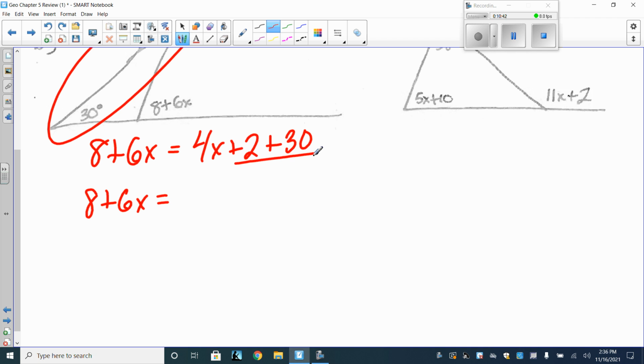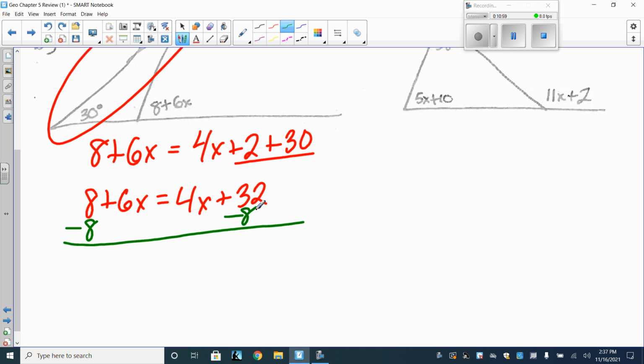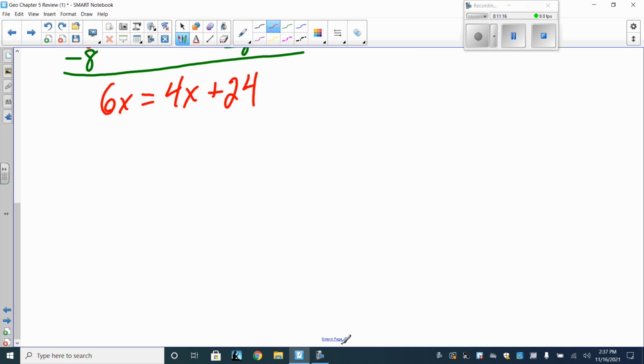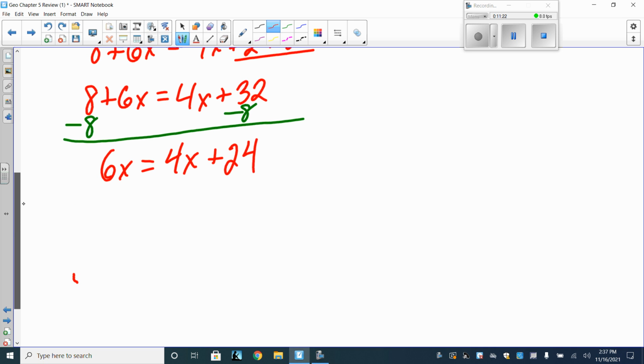Now we can combine like terms because 2 and 30 are like terms. So 2 plus 30 is 32. Now we need to get everything on the same side, so we can do what first? We can subtract 8 from both sides, subtract 8 from 32, which will tell us that 6x is equal to 4x plus 24. Because 32 minus 8 is going to be 24.